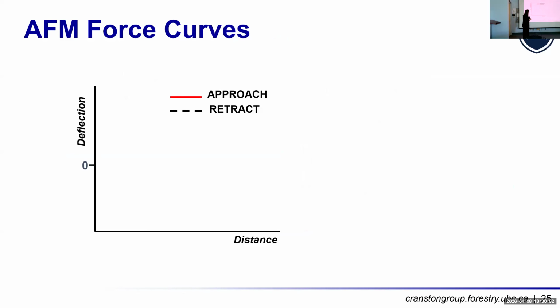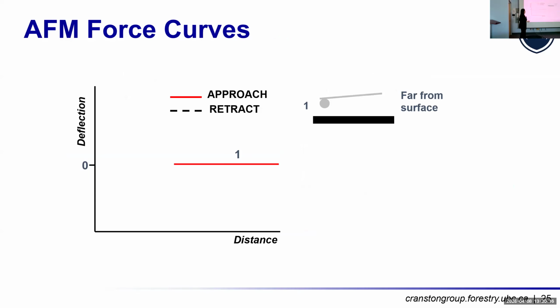So I'll show you what we do when we do an AFM measurement. This is the deflection of the cantilever versus the distance. So we start out far. Our probe is up here, our surface is down here, and there's no interaction. So we start out with no deflection. This is my zero line.